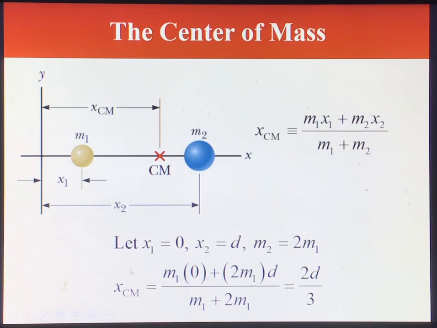So for example, if x1 was equal to 0 and x2 is equal to d, and let's say M2 is twice the mass of M1, then the center of mass is just going to be at 2/3 times d.